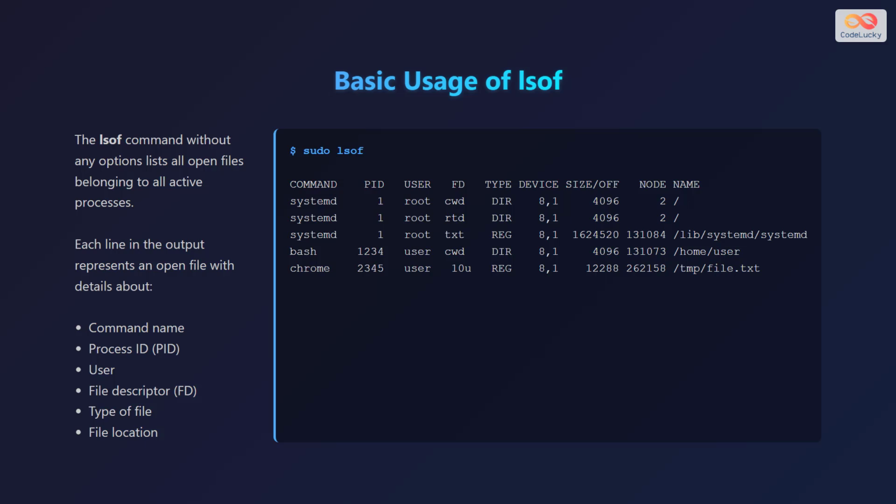In the example shown, we can see that the sysadmin process has several files open, including directories and executable files. We can also see that a bash shell and the Chrome browser have open files as well. It's important to note that to see all open files, including those opened by other users, you'll typically need to run lsof with superuser privileges using sudo lsof.